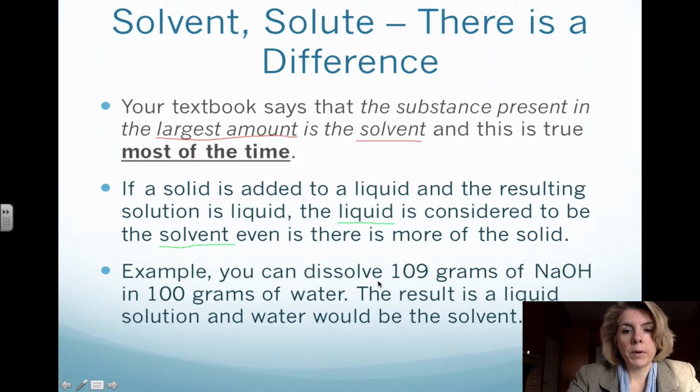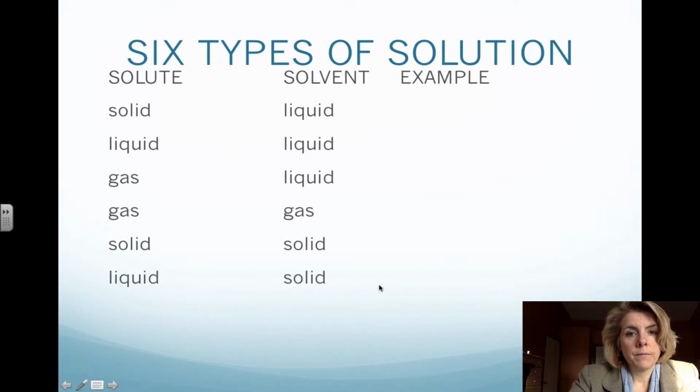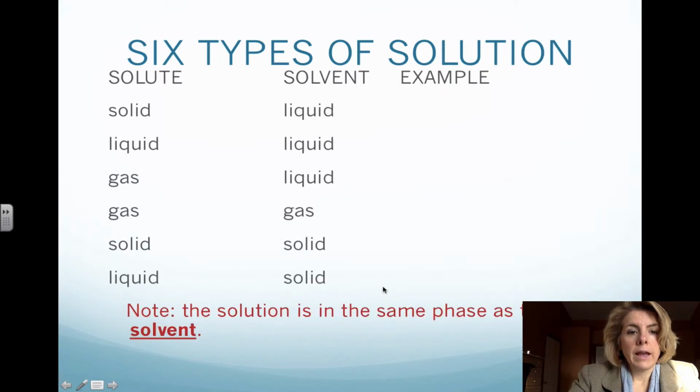So here we have an example where we have 109 grams of sodium hydroxide in 100 grams of water. Please note that the sodium hydroxide is the solute, but the liquid solution is water, or the solvent is water. Okay, here's some solutions here. And please note that anytime you have a solution, the solvent determines the phase.